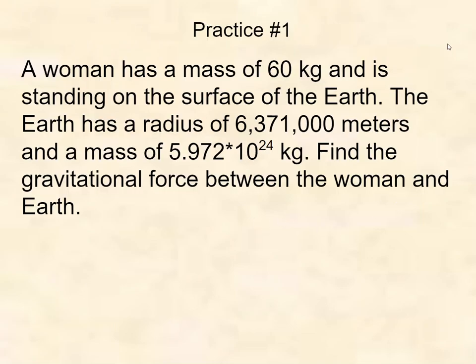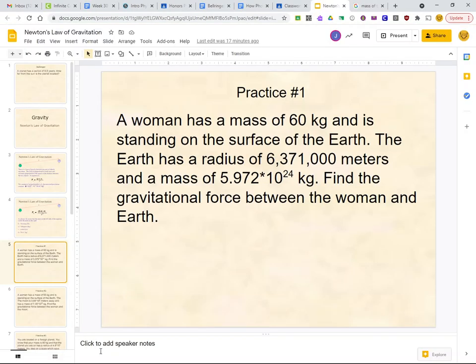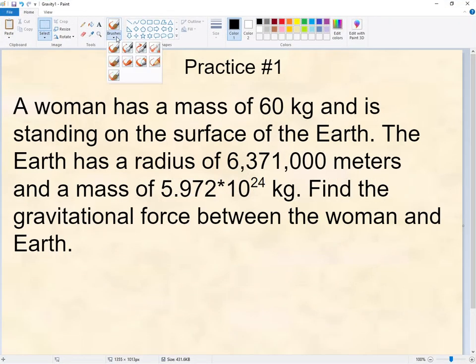All right, let's look at a practice problem together. We'll do this one together. Let me pull it up over here. It says, a woman has a mass of 60 kilograms and is standing on the surface of Earth. The Earth has a radius of 6,371,000 meters and a mass of 5.972 times 10 to the 24th kilograms. Find the gravitational force between the woman and Earth.